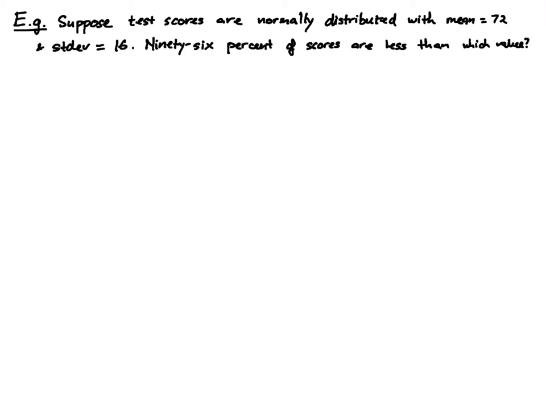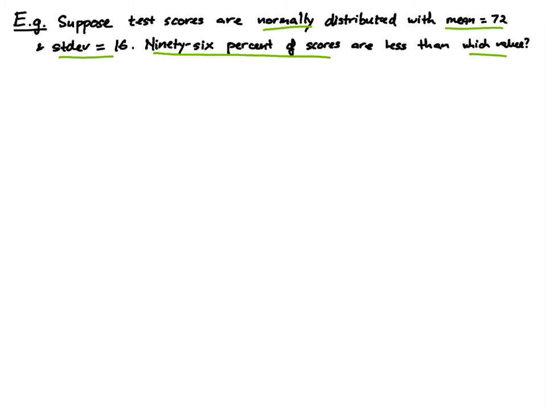So now let's look at another example. Suppose that test scores are normally distributed, right, with the mean of 72 and a standard deviation of 16. The question is, 96% of test scores are below which value?